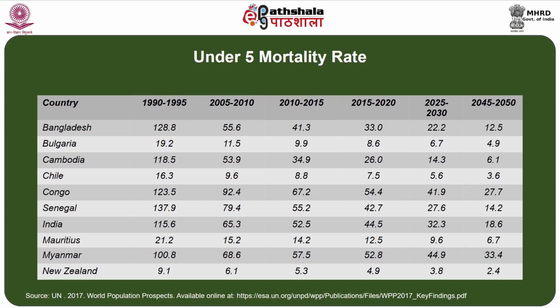For Mauritius, we see that during 1990 to 95 there was a relatively low under 5 mortality rate of 21.2, which declined to 14.2 in 2010 to 2015, and the projection shows that by 2025 to 2030 the under 5 mortality is going to be as low as 9.6. For New Zealand, it was 9.1 in 1990 to 95, has come down to as low as 5.3 during 2010 to 2015, and is further projected to decline to only 3.8 in 2025 to 2030.